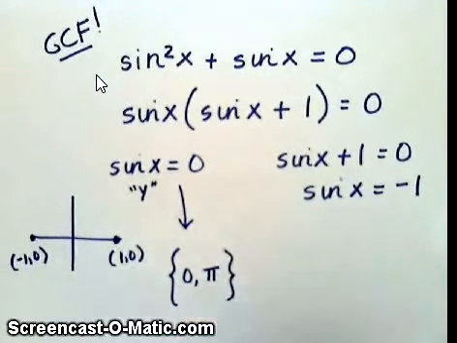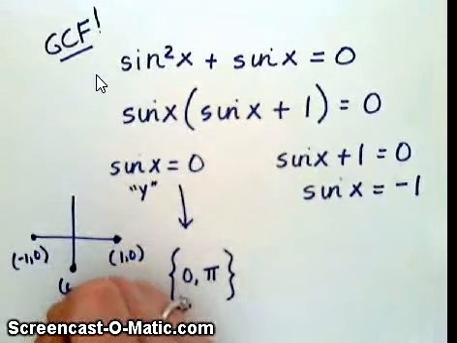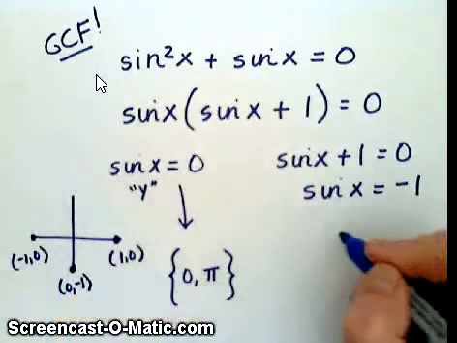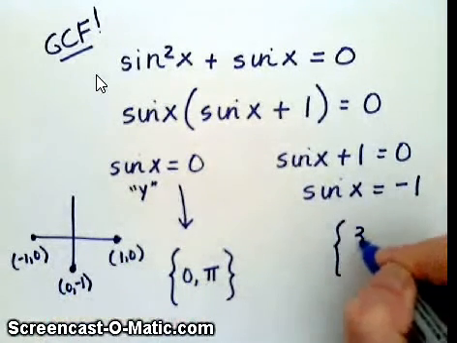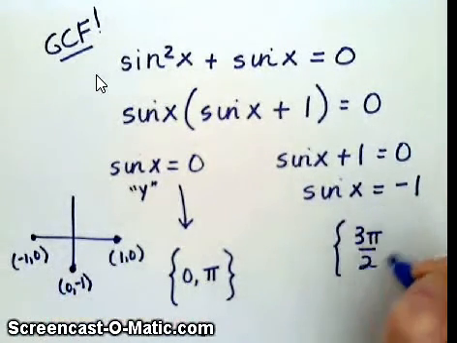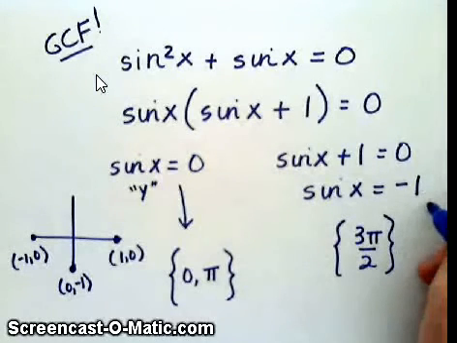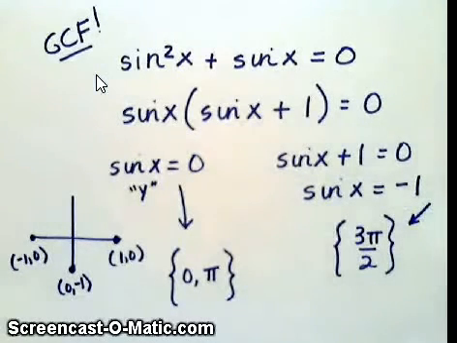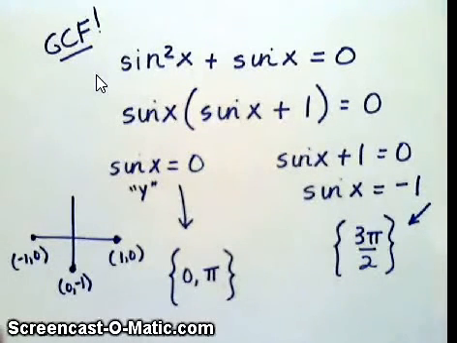Sine x is equal to -1 where y is -1, which is here at the point 270, or in radians at 3 pi over 2. And so that one only has one answer. There are three answers in total for the problem. This is a greatest common factor quadratic that does factor and solve.